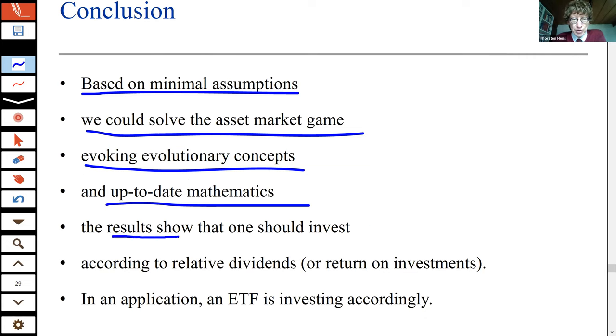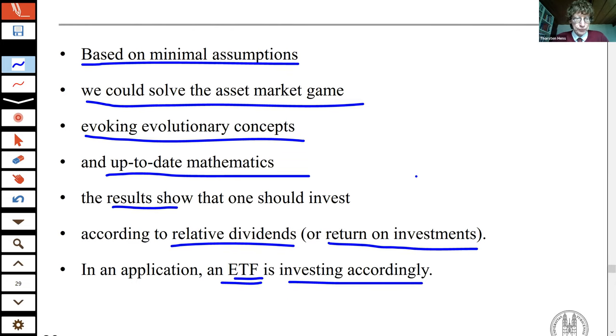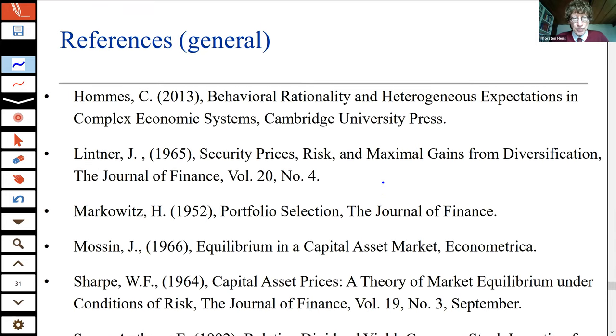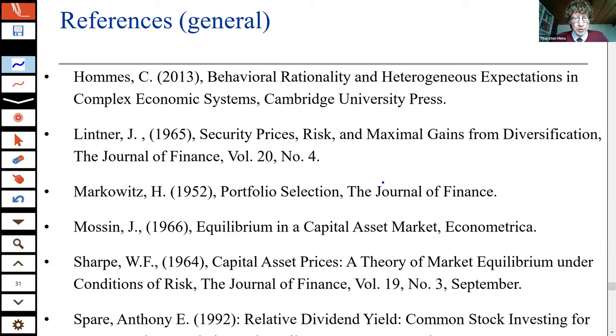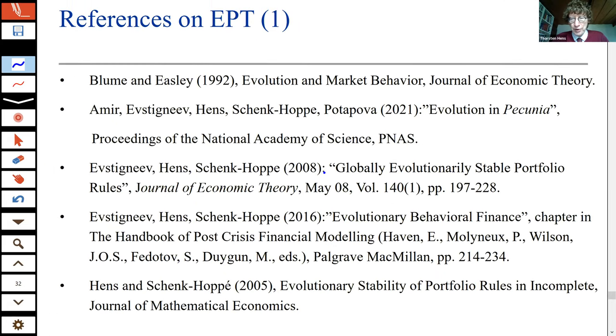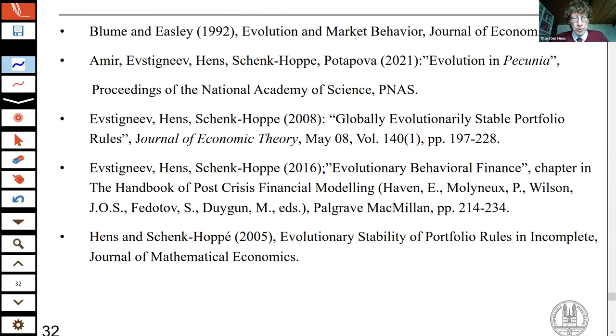So the results show that one should invest according to the relative dividends, or if you include a production function, the return on investments. And in an application, an ETF has been set up which invests accordingly. Okay, if you want to read, here are the standard references of the models which I cited, and here are the references on the evolutionary portfolio theory.